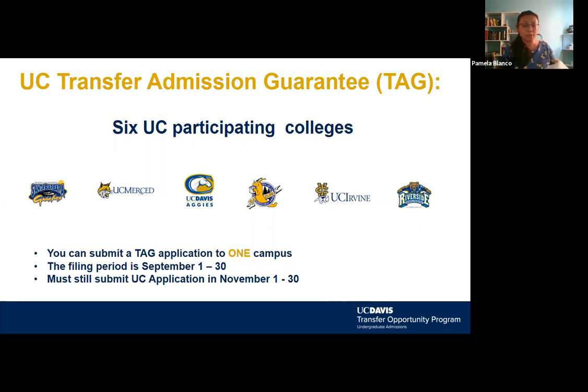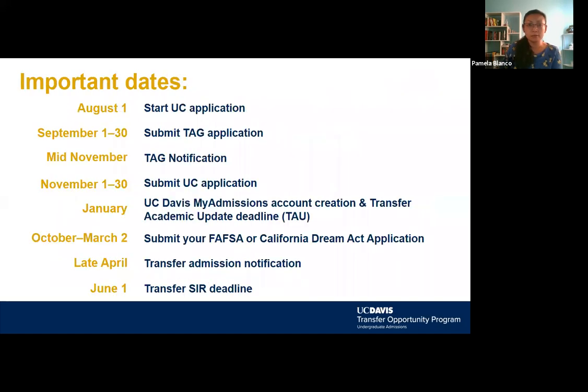September is the TAG application season through your TAP. And even if you have a Transfer Admission Guarantee, if it's approved, or if you submit one for some of the other UC campuses, you still have to submit the UC application during the month of November. Very, very important. You don't want to have a TAG and then forget to submit an application. That's not gonna be a happy ending for you.